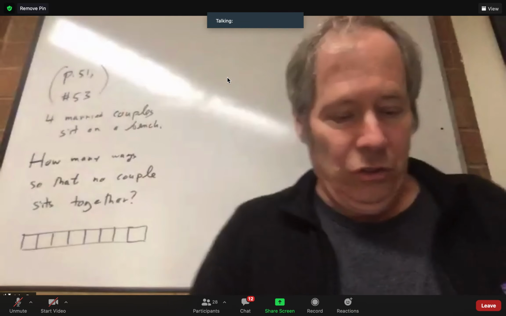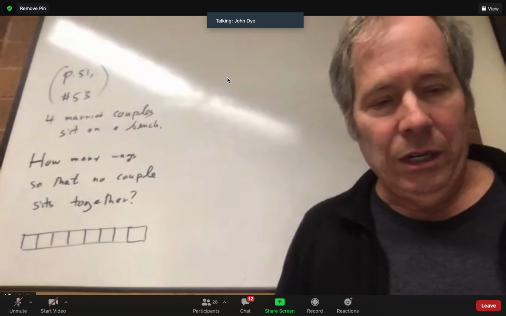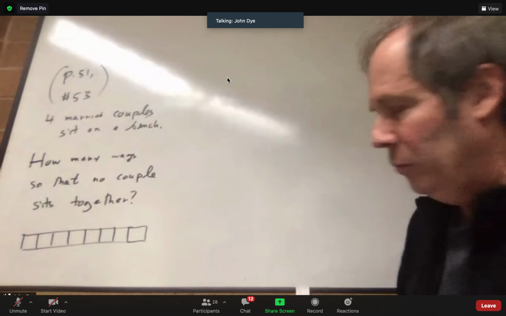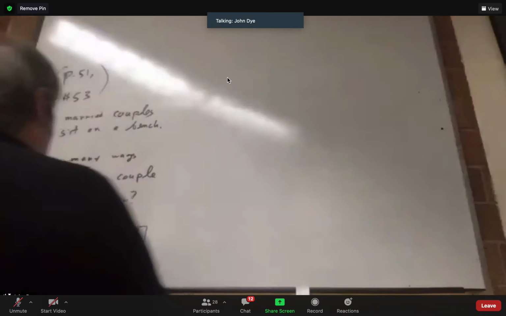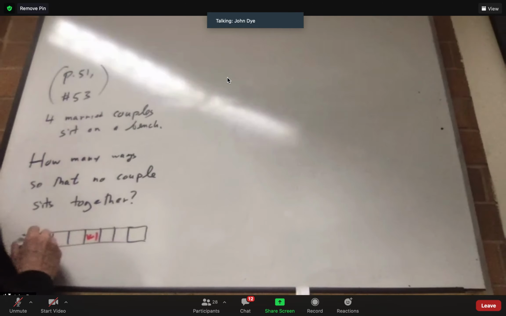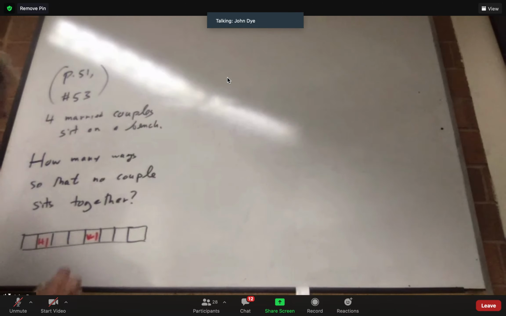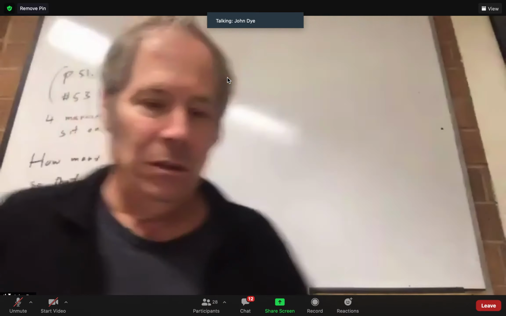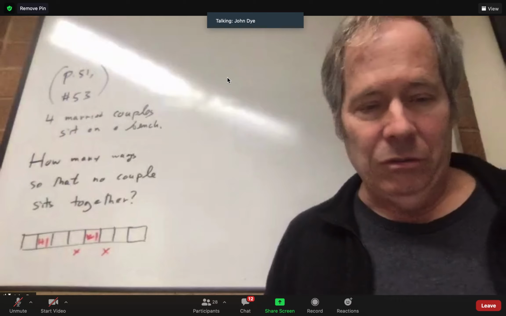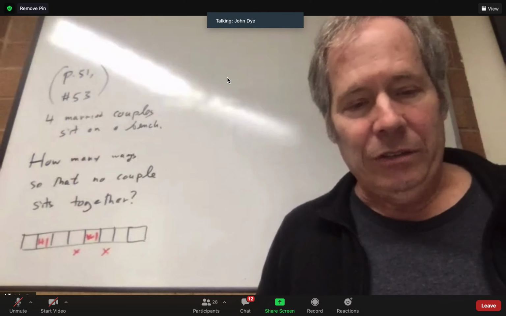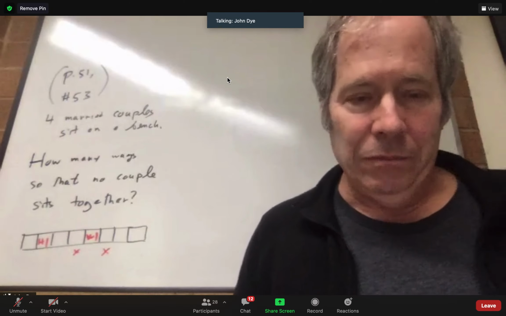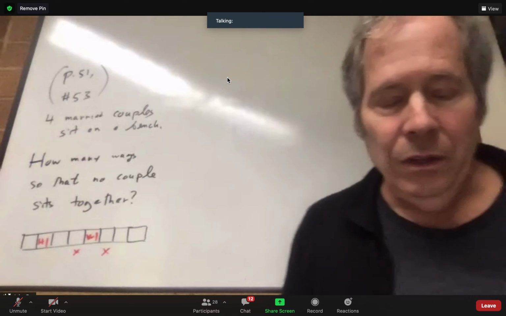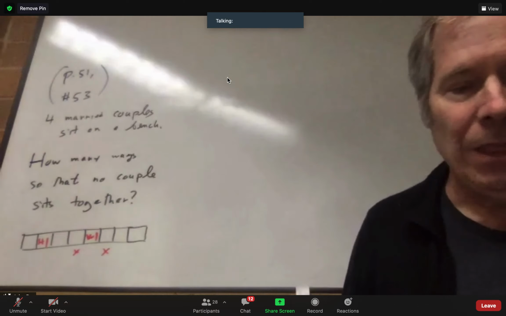And just to make sure, if you say that wife 1 sits somewhere, then husband 1 has to sit somewhere besides the two seats that are adjacent to his wife. And the thing is, this gets complicated. Why is it complicated? Why does this get complicated?